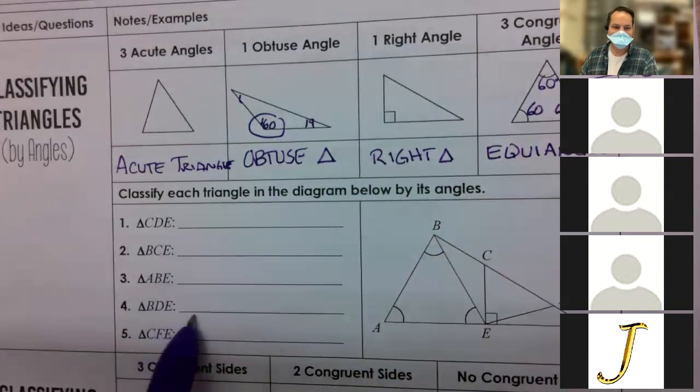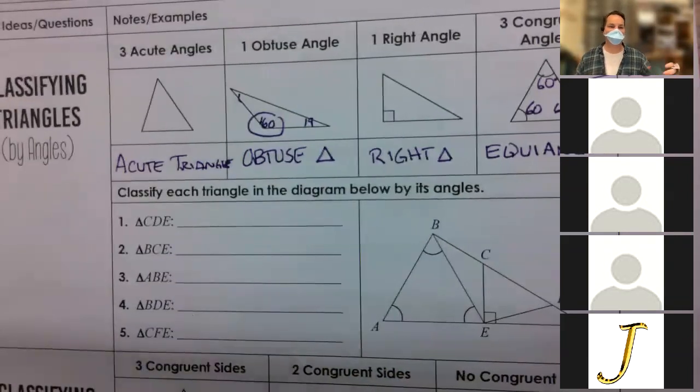Please take a moment to do 1 through 5 yourselves. Classify these triangles by angles. Equiangular, no L. Yep.